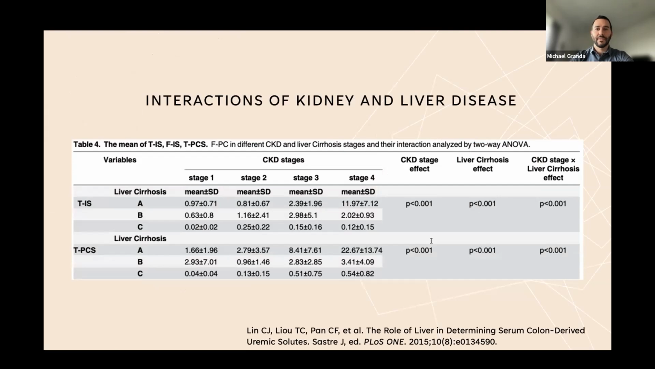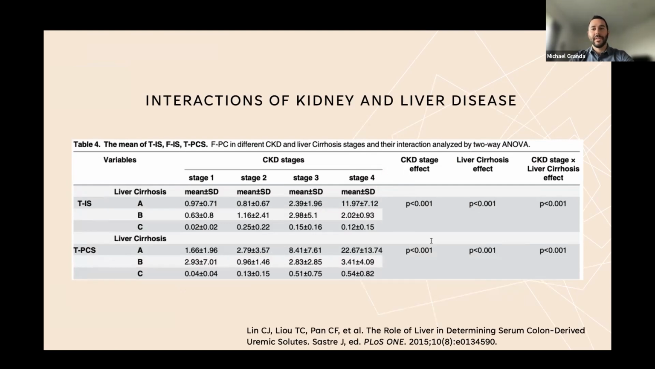So it's interesting to note how markedly the levels of uremic solutes change in accordance with both kidney and liver disease, not being classically associated with liver disease. So going back to this LIN study, as I showed earlier, the levels of indoxyl sulfate and p-cresol sulfate tend to drop dramatically with worsening liver disease.